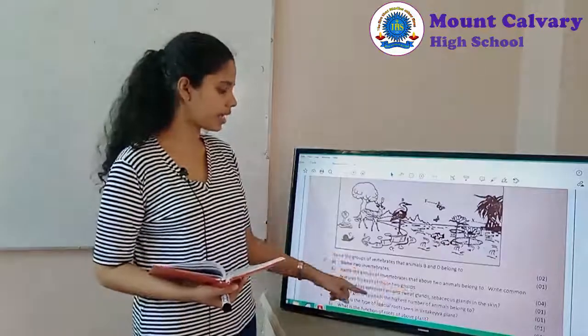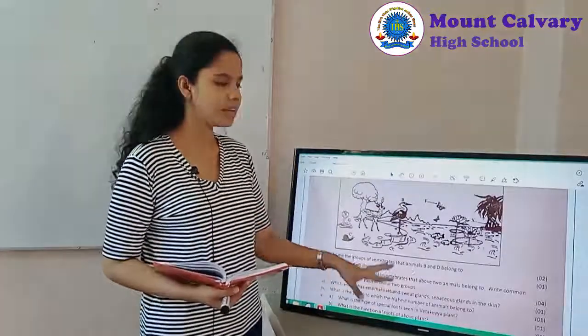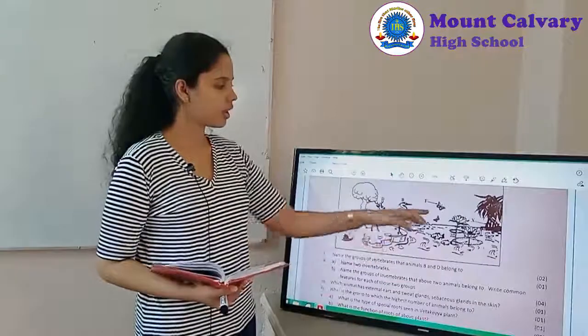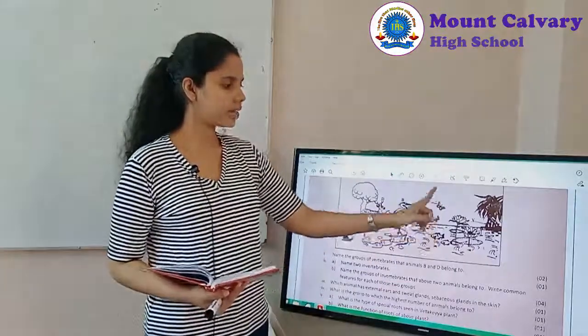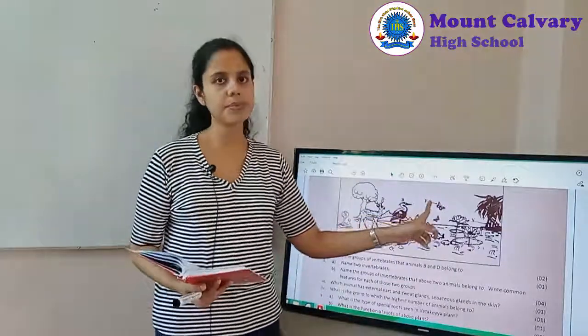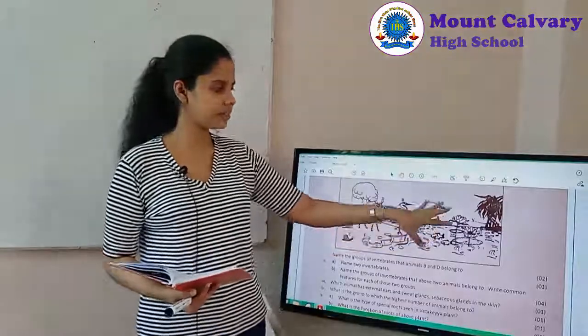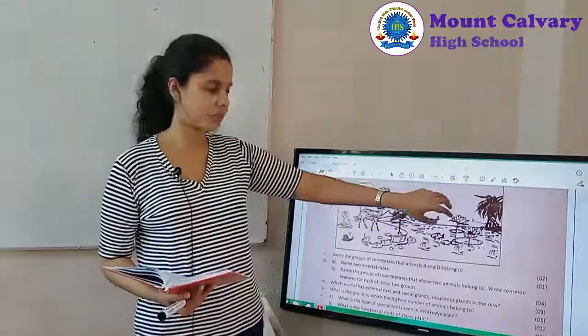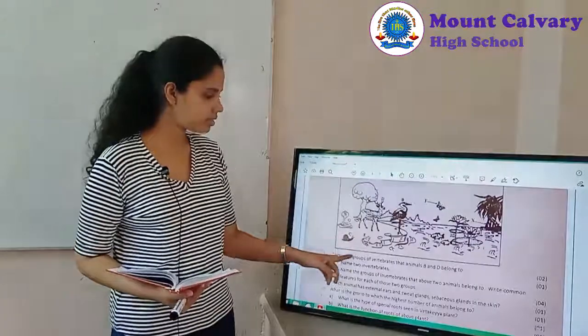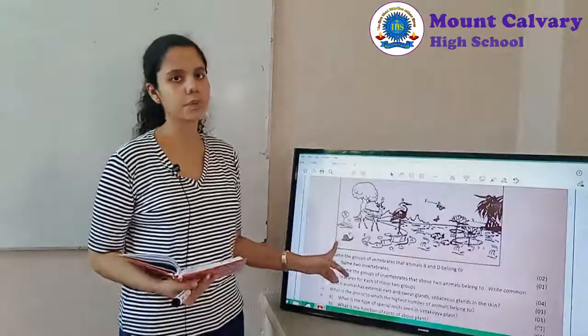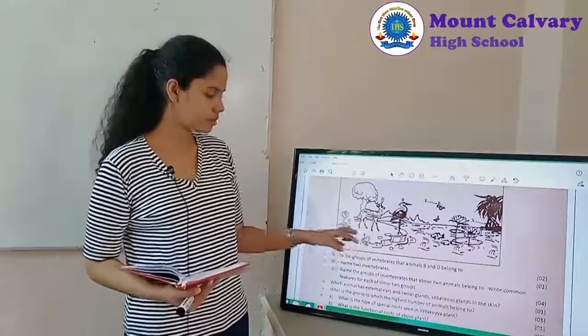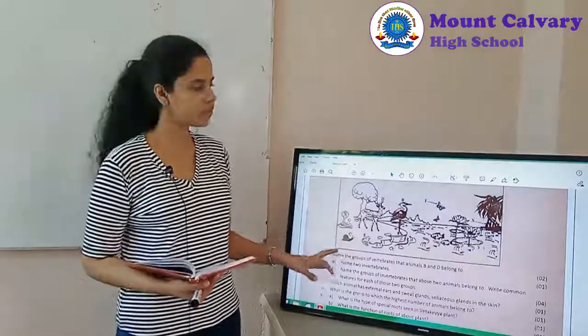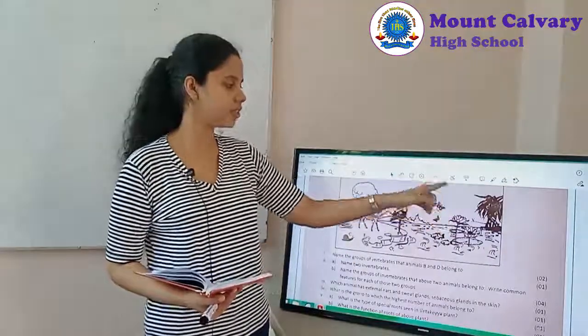Now you know we can divide invertebrates again into different groups, right? So F is what? Butterfly. So butterfly belongs to which group? Group Arthropoda. We call that invertebrate group Arthropoda. Then if you take snail, snail belongs to what? Group Mollusca. We call that group Mollusca.